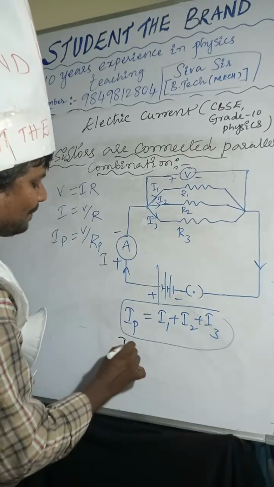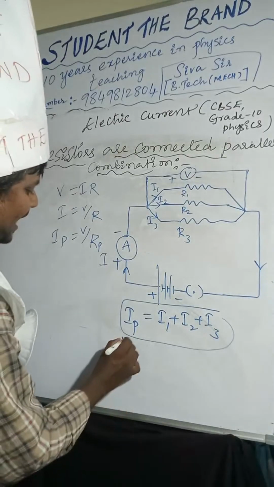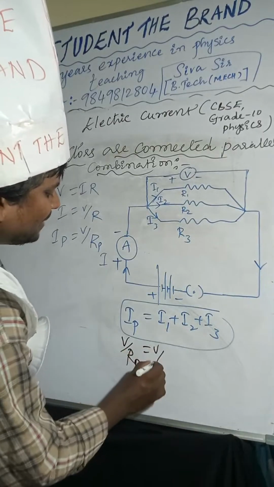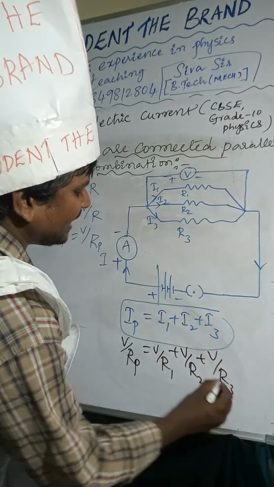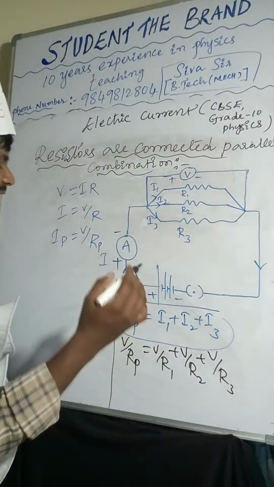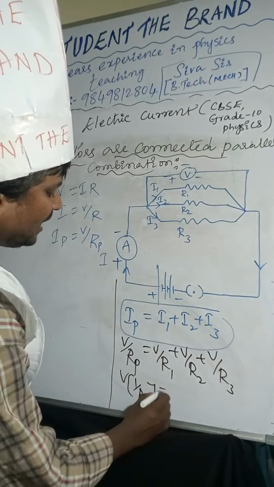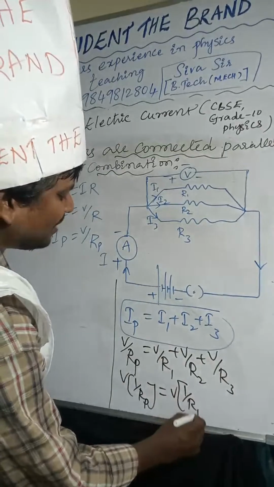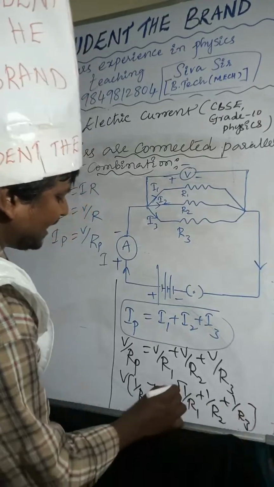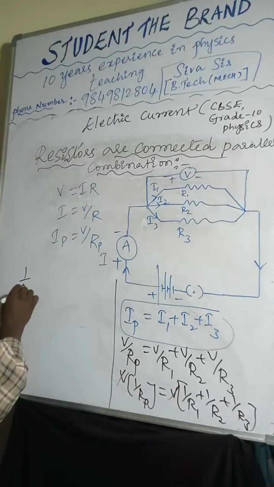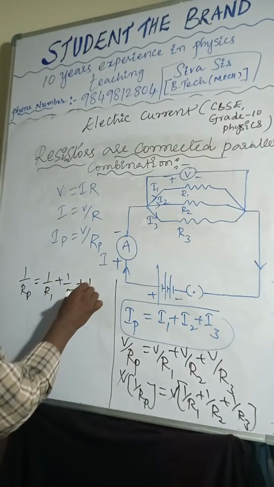Now you are considering V by RP. I is the same, so V by RP equal to V by R1 plus V by R2 plus V by R3. Now we can take V common. So 1 by RP equal to V common times 1 by R1 plus 1 by R2 plus 1 by R3. V cancels, so 1 by RP equal to 1 by R1 plus 1 by R2 plus 1 by R3.